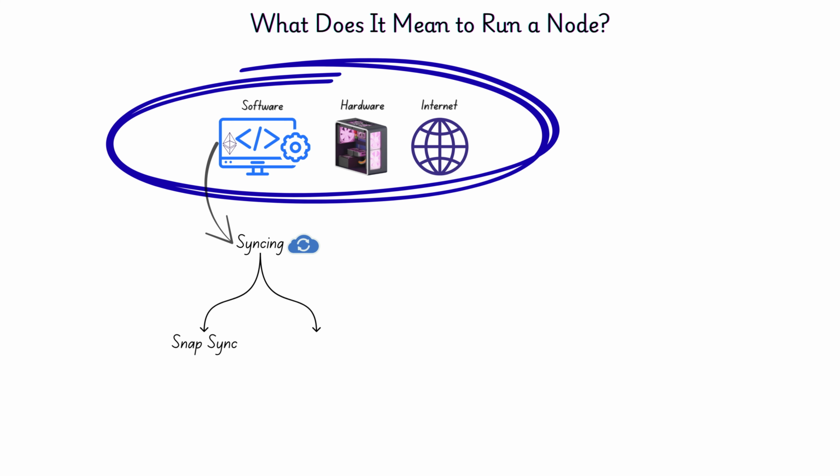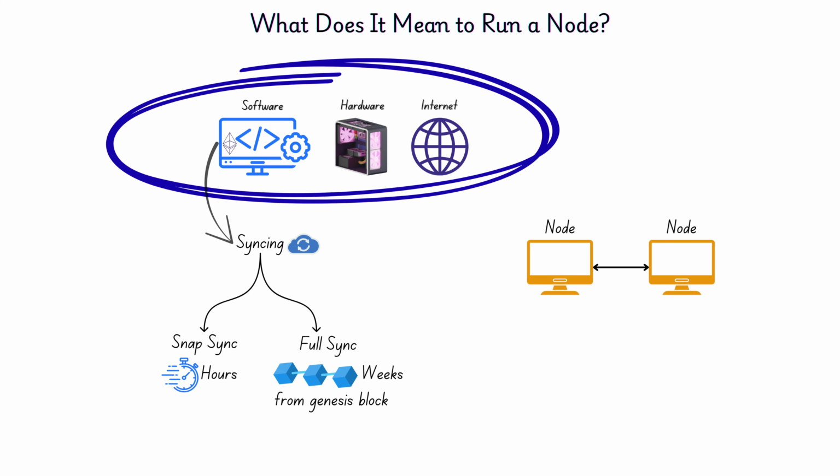Modes like Snap Sync make it quick. You can be up and running in hours instead of weeks. A full sync, on the other hand, replays everything from Ethereum's very first block, giving you the most complete history. Once you're caught up, your node starts doing its real work, checking transactions, verifying blocks, and sharing data with others.